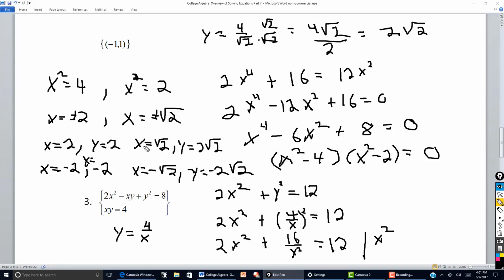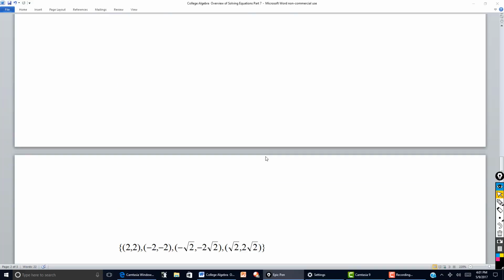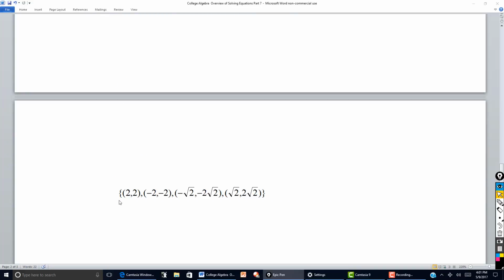And if you write those in terms of ordered pairs, then it would look like this. So you have 4 solution pairs. The graphs intersect at 4 points: 2 and 2, negative 2 and negative 2, negative radical 2 and negative 2 radical 2, and radical 2 and positive 2 radical 2.